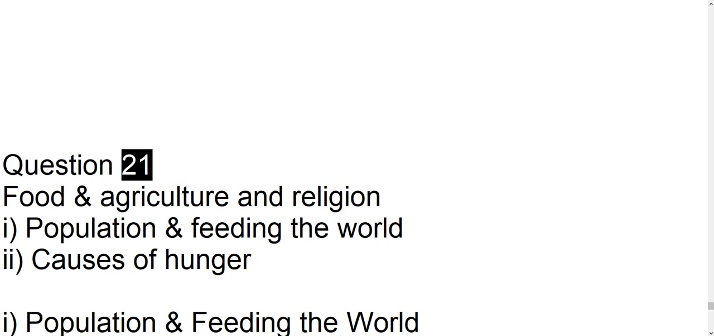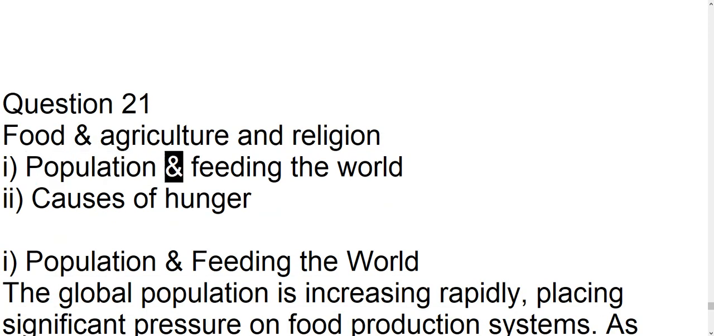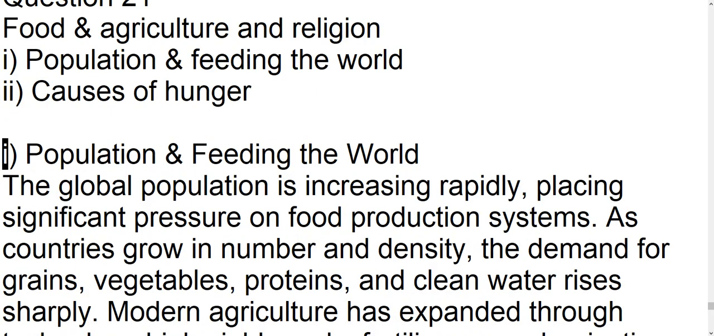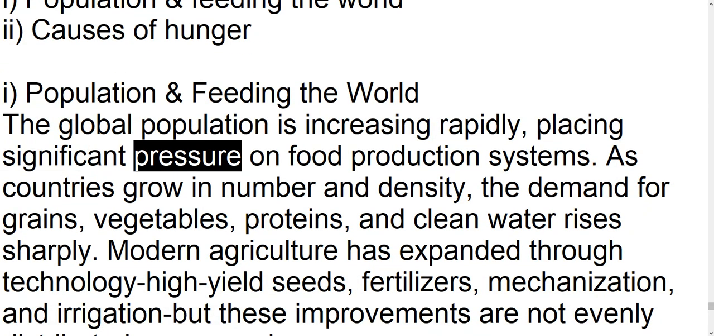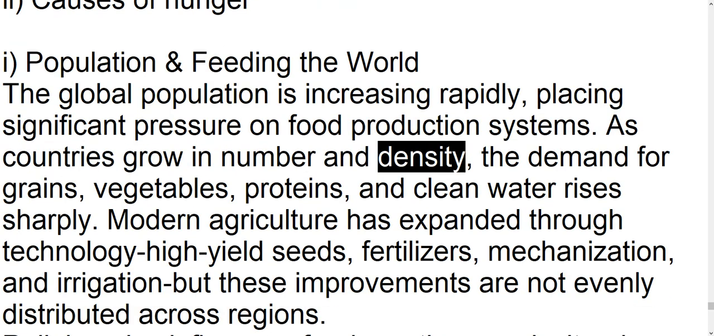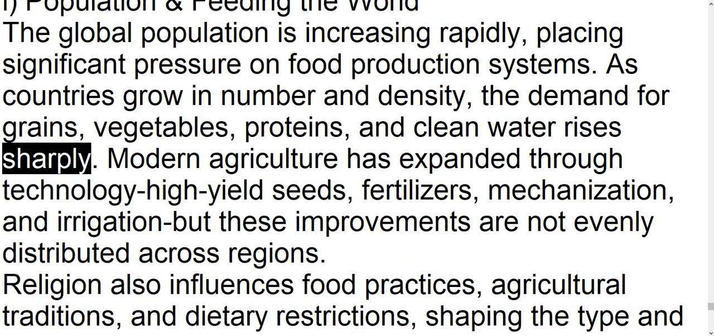Question 21. Food and Agriculture and Religion. 1. Population and feeding the world. 2. Causes of hunger. 1. Population and feeding the world. The global population is increasing rapidly, placing significant pressure on food production systems. As countries grow in number and density, the demand for grains, vegetables, proteins, and clean water rises sharply.